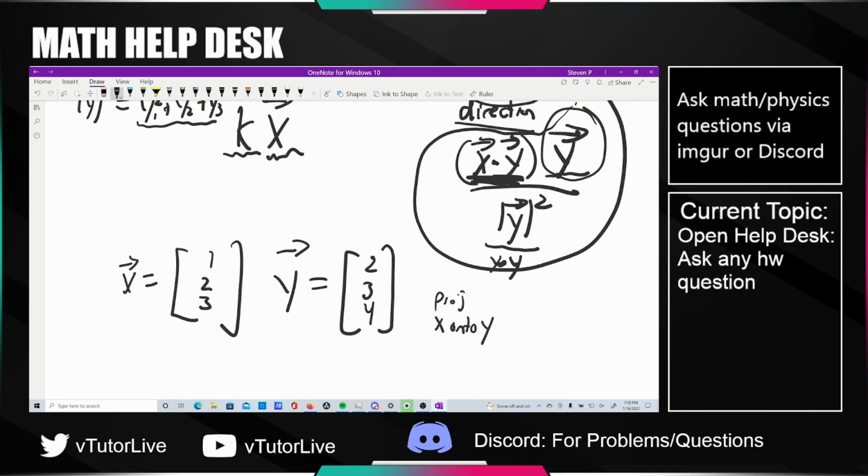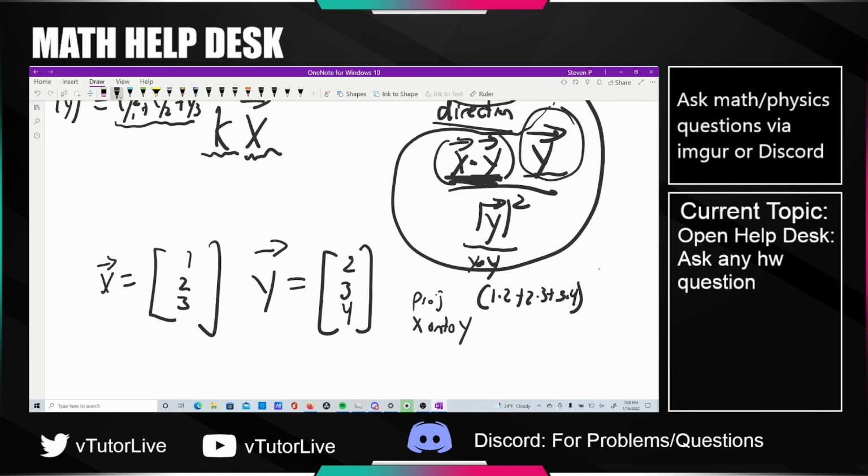So what is x dot y? The first part is just 1 times 2 plus 2 times 3 plus 3 times 4. And then y itself is just this vector, 2, 3, 4, written vertically with brackets to show it's a vector. And on the bottom is just y dot y, which is 2 squared plus 3 squared plus 4 squared.